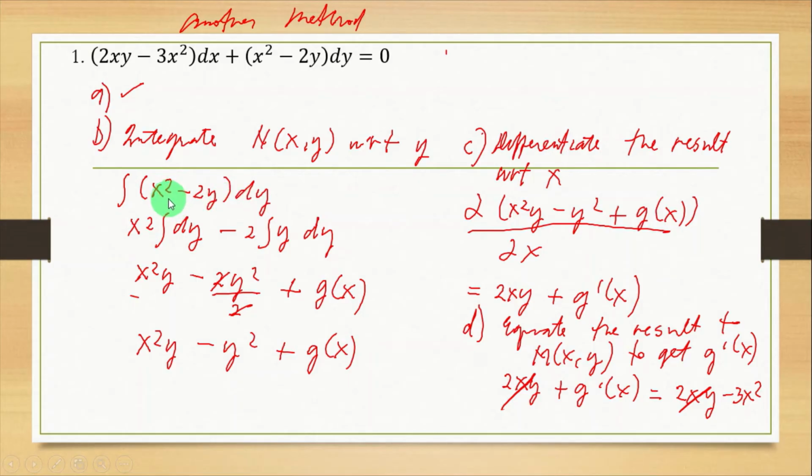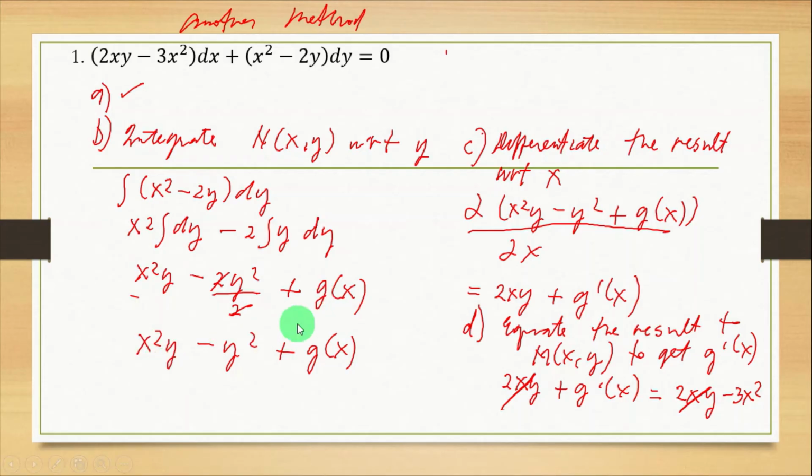You treat x squared as constant. You factor that out times the integral of dy, minus 2, that is constant, times the integral of y dy. So the integral of dy is y. So you have x squared y minus 2 times the integral of y dy, which is y squared all over 2. So you have x squared y minus 2y squared all over 2 plus g of x. Okay?